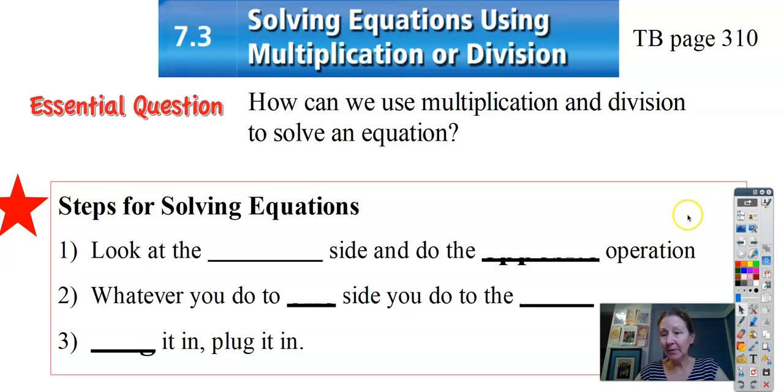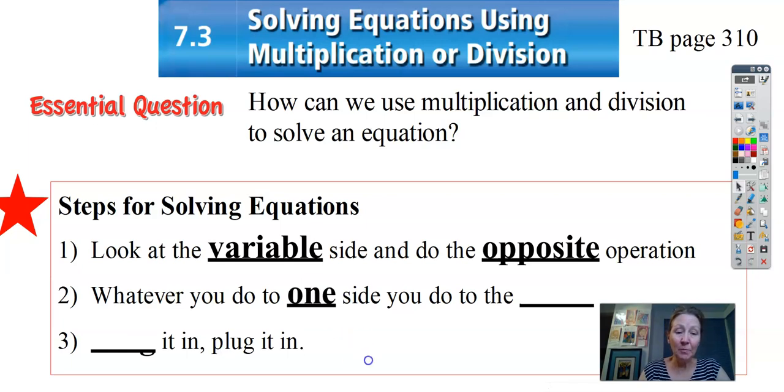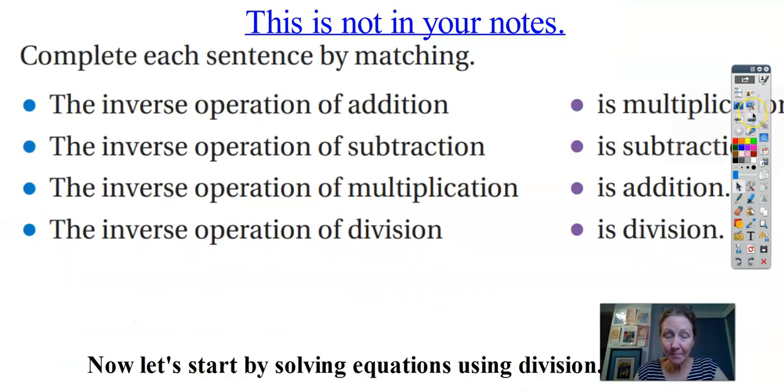So I'm just going to go over the steps for solving equations again. I always want you to look at the variable side and do the opposite operations. Whatever you do to one side, you do to the other. And then, of course, the last part is plug it in, plug it in. Okay, so this is in your notes.